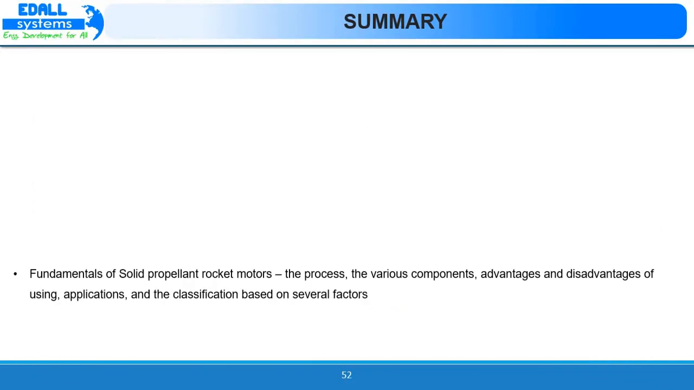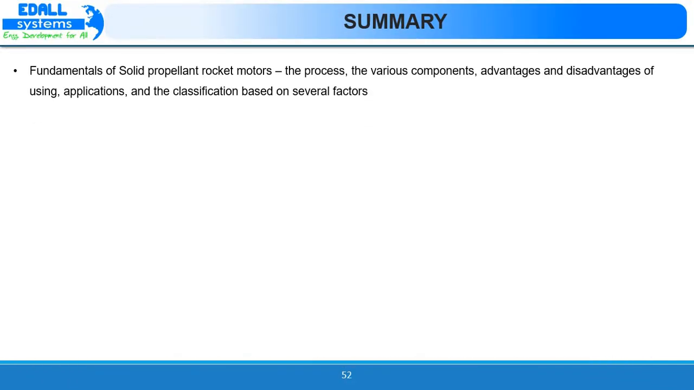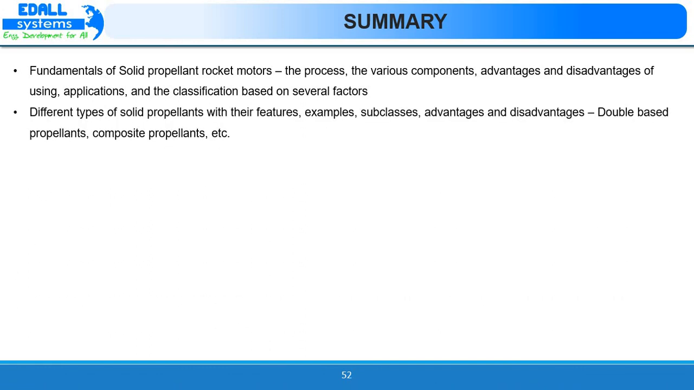So the summary for today's class is that first we have seen fundamentals of solid propellant rocket motors, that is their processes, various components, advantages, disadvantages of using them, various applications based on several factors, and classification based on many categories. Then next we have discussed different types of solid propellants with their features, like some examples, subclasses, advantages and disadvantages, in which briefly we have discussed double base propellants and composite propellants.